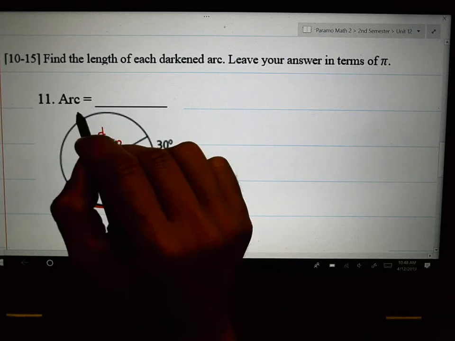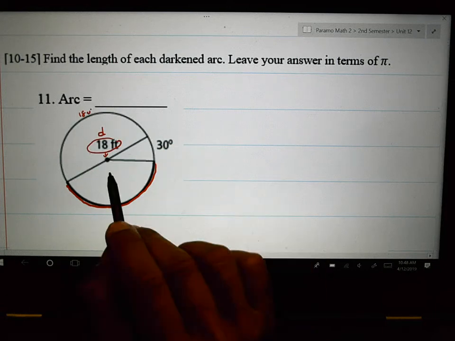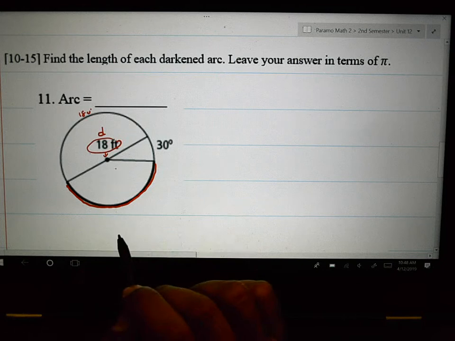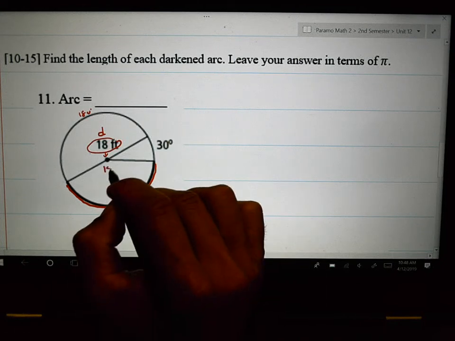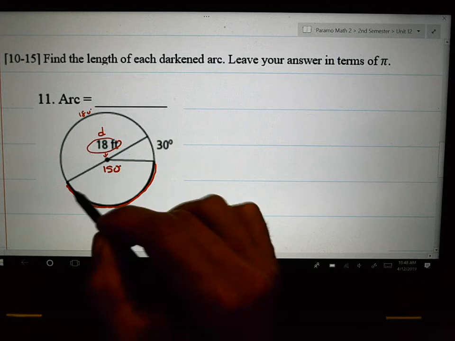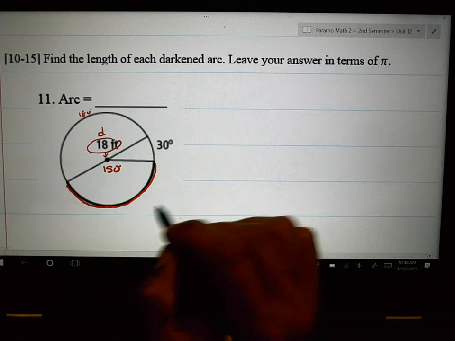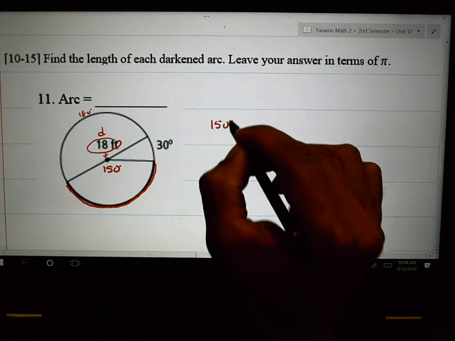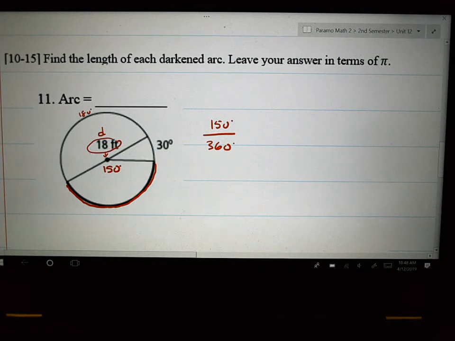Then I know that this half is 180, and this other half has to be 180 with that 30. That lets me know how many degrees this inside is. If that's 30 and that's a diameter and that's 180, then this has to be 150 degrees because that has to total 180. I just subtract. If I know that's 150, that's the measure of the arc, so I say it's 150 out of 360 degrees. That's going to give me the percentage of the circumference.